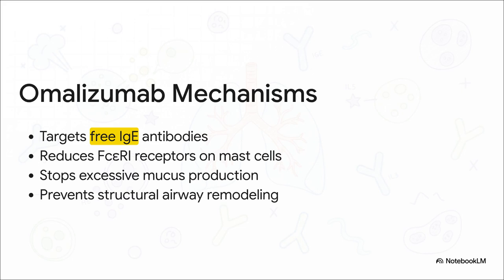This drug specifically targets free IgE antibodies produced by B lymphocytes. By grabbing onto that free IgE, omalizumab takes it out of circulation, which in turn drops the expression of Fc epsilon RI receptors on mast cells. No receptors means no mast cell activation, and that stops the release of those inflammatory mediators that rile up the eosinophils. Bottom line, it stops excessive mucus production and structural airway remodeling dead in its tracks.